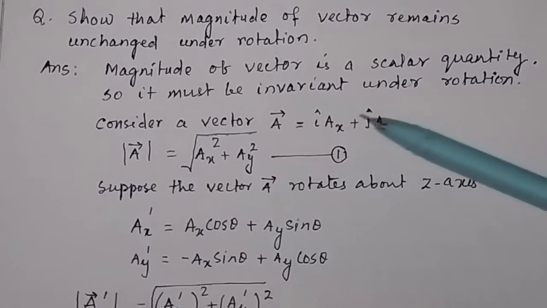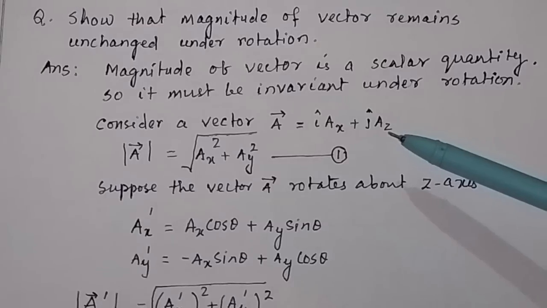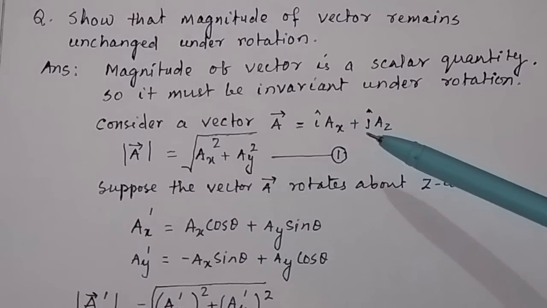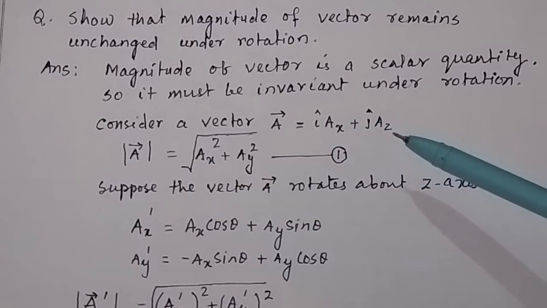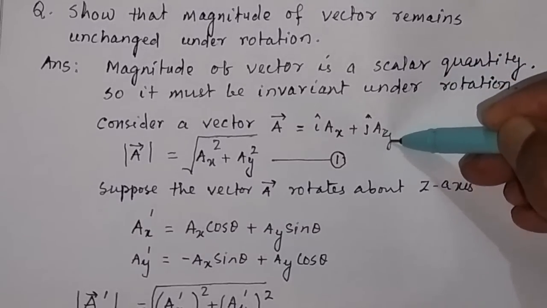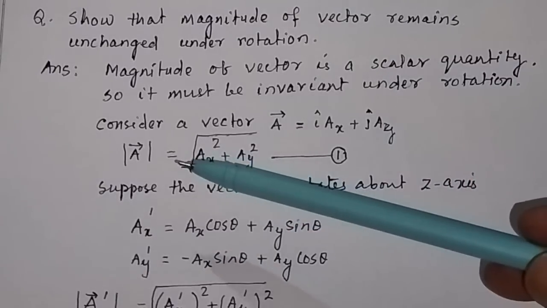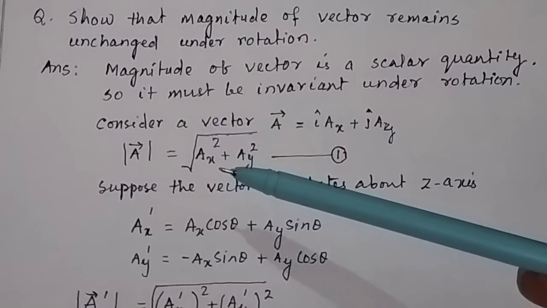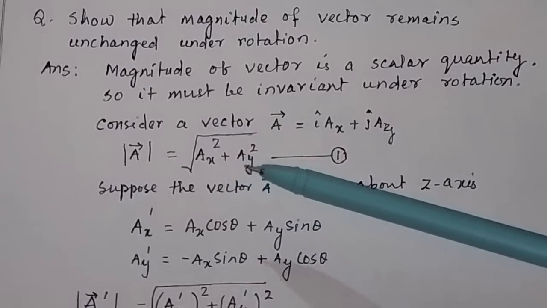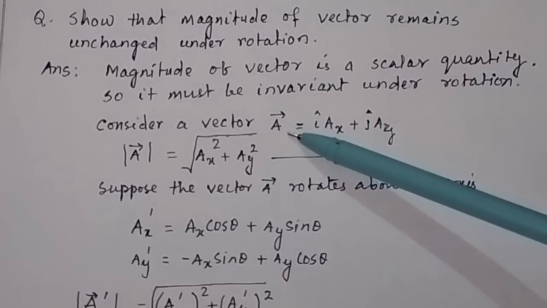Consider a vector. Suppose a vector a is equal to i cap ax plus j cap ay. i cap is the unit vector along the component ax, j cap is the unit vector along component ay. Suppose this is ay, not az, ay. If you find the magnitude of the vector a, it will be equal to the square root of ax square plus ay square. Now we'll see whether the magnitude of the vector a changes after rotation or not.